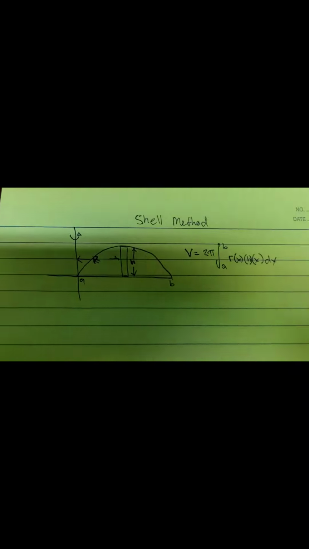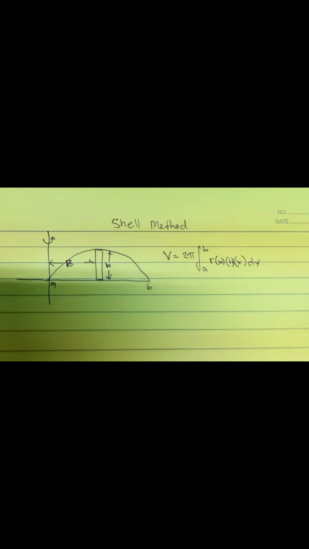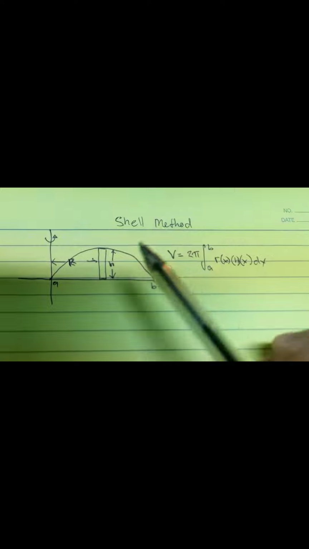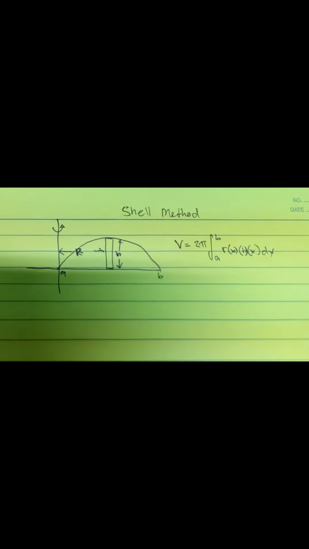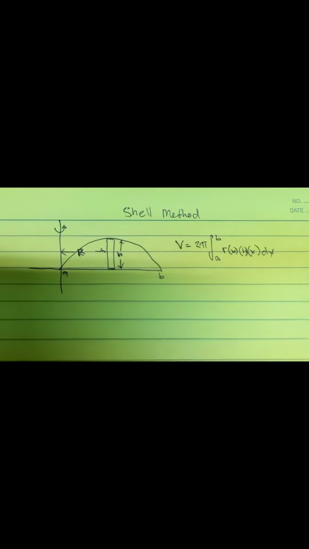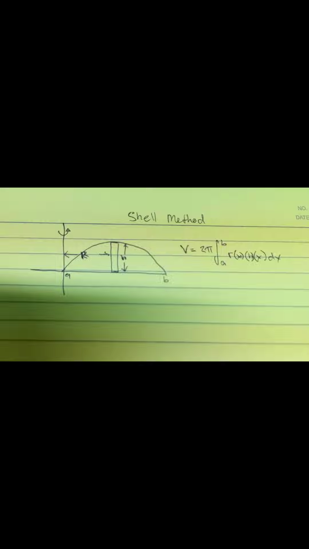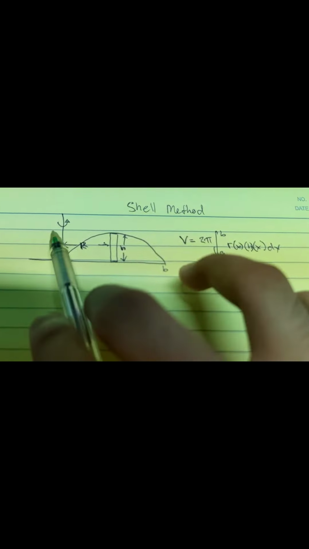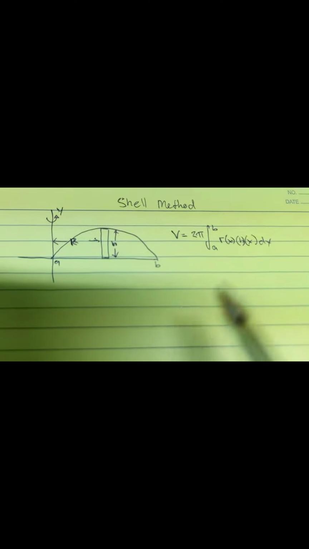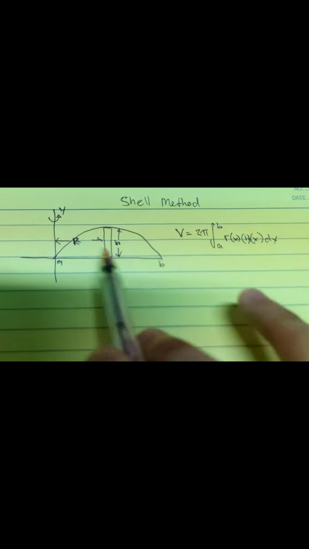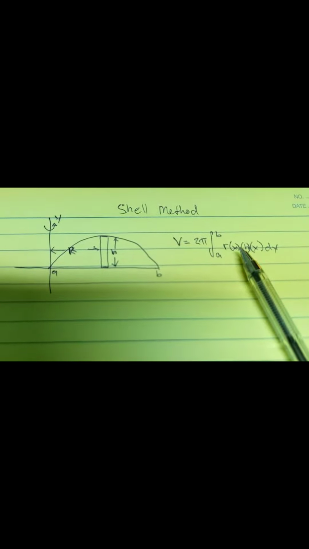So basically, when using the shell method, when you want to get the volume of this, your radius and height must be in terms of x. When this is rotated about the y-axis, as I said, to get this volume, your r and height must be in x.